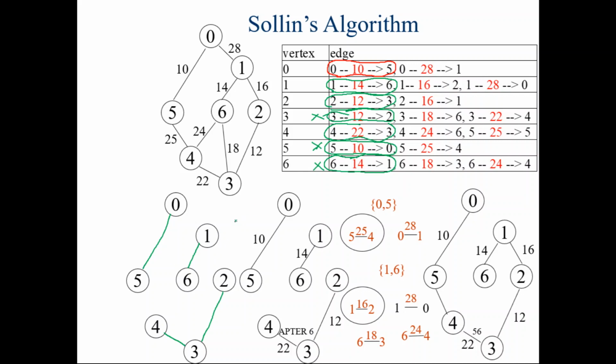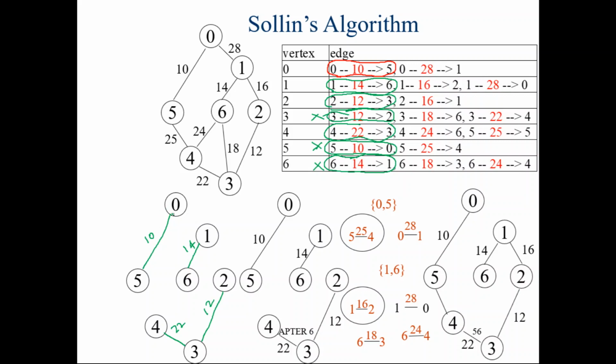Okay. So this is the end of the first iteration. These are the weights. 0 to 5 is 10. 1 to 6 is 14. 2 to 3 is 12. 3 to 4 is 22. Now, how many components does the graph contain? Previously there were 7 components. Now the graph contains only 3 components.